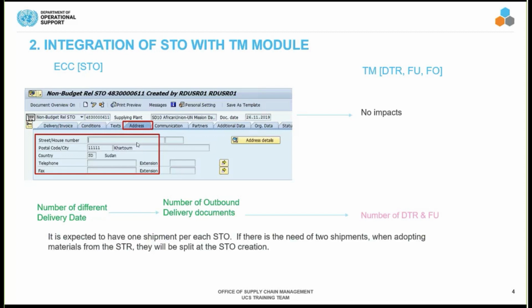It is expected to have one shipment per each STO. If there is the need for two shipments, when adopting materials from the STR, they will be split at the STO creation. So it's a good practice to have one shipment per STO. One shipment, one outbound delivery, then one DTR and one freight unit.